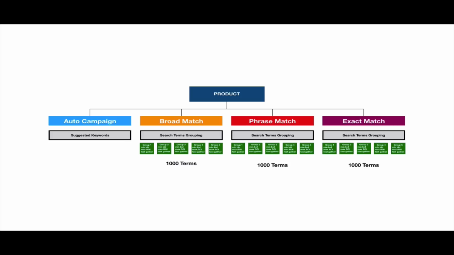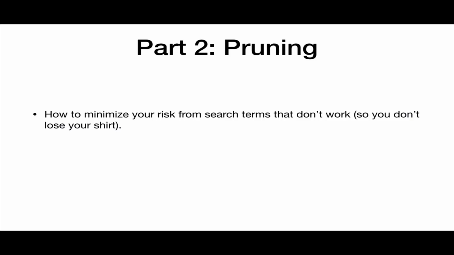Of course, right? Now, we know that all these 3,000 plus search terms aren't going to work, which leads us to the next stage. The next stage is called pruning. In the pruning process, what we're going to do is learn how to minimize the risk from search terms that don't work. So you don't lose your shirt.